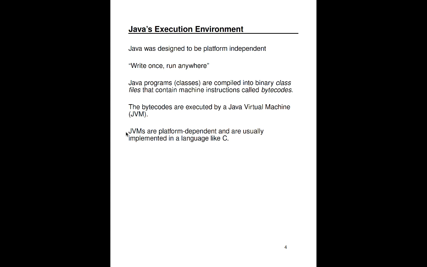Of course, the JVMs themselves are most often implemented in a low-level language like C, so things can be highly optimized, especially the conversion of bytecodes into machine instructions that are ultimately executed on the native hardware.